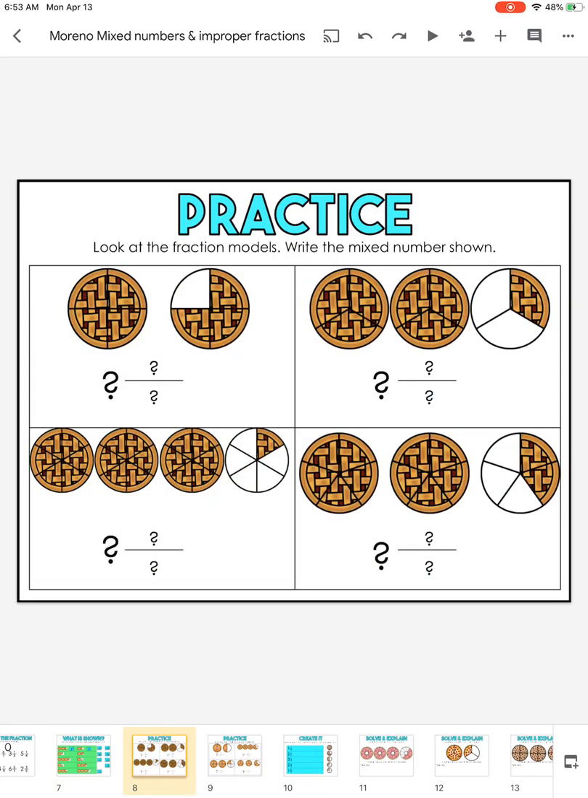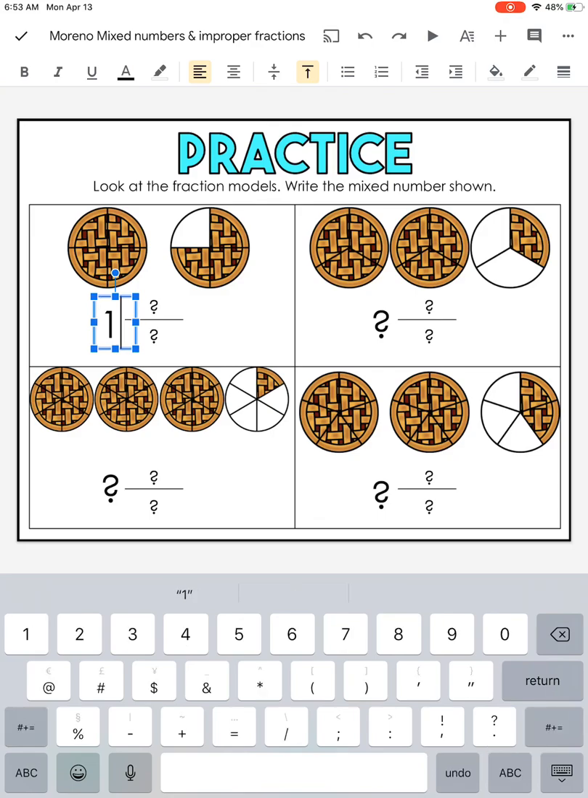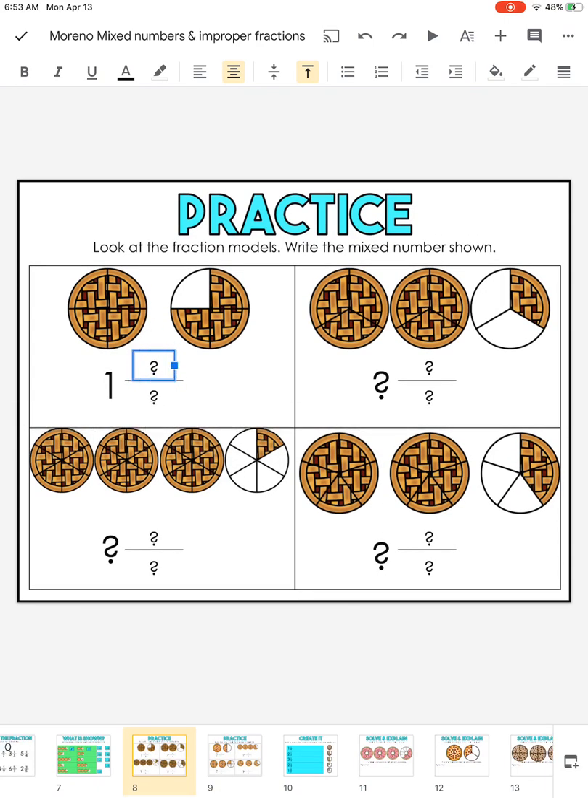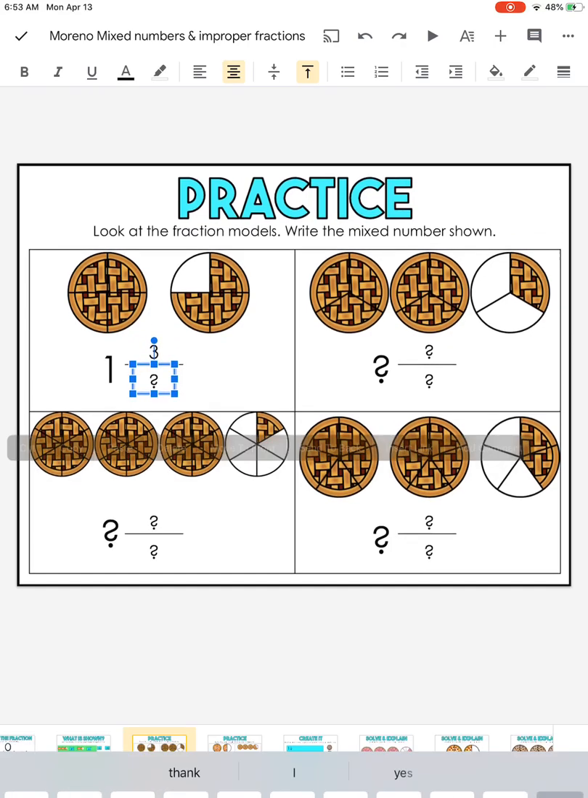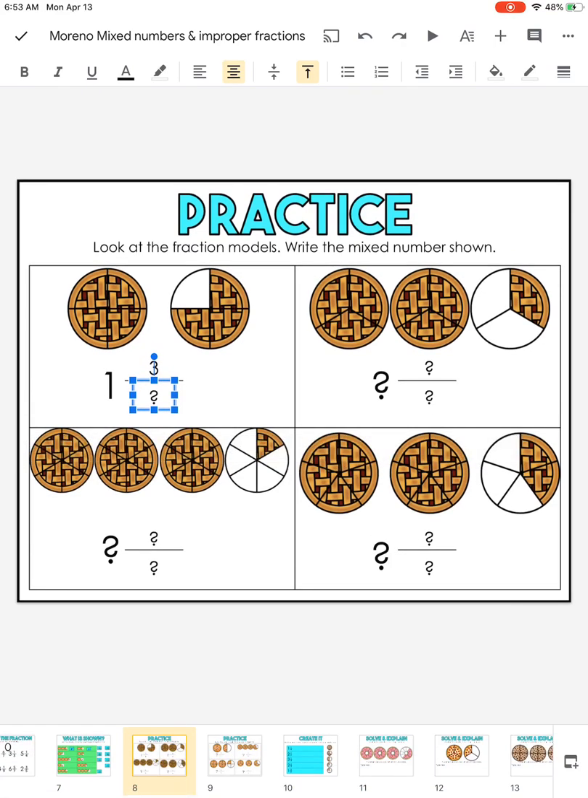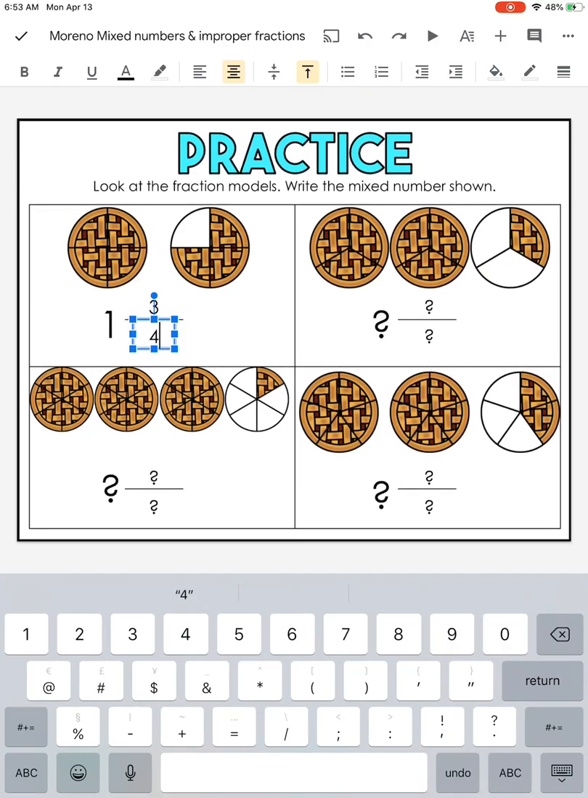Here's the next slide. Write the mixed numbers shown. So this is 1 whole, so I'm going to type in 1. Now we need to write this fraction here. How many pieces are here? That would be 3. So 1 whole and 3 out of how many total pieces are there? 4, 1 whole and 3/4.